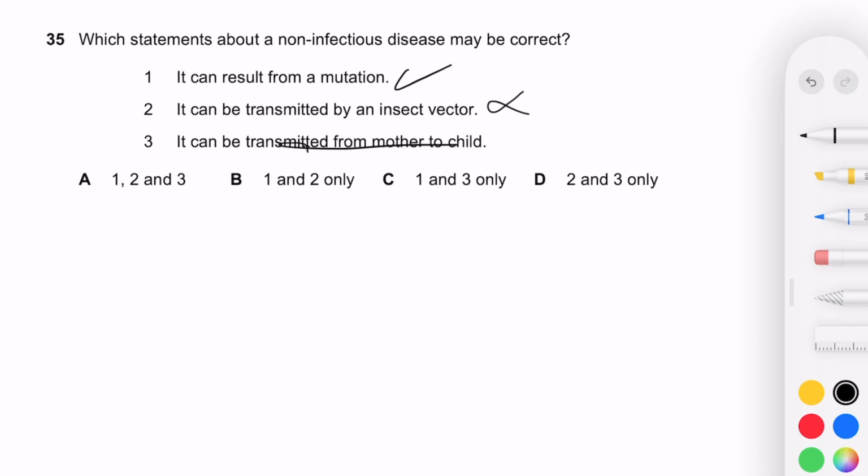So it can be transmitted from mother to child. Again, not transmissible. But there's no such option. So let's see. It can be transmitted from mother to child. I suppose they mean it could be inherited by the child. So yes, okay, 1 and 3, C.